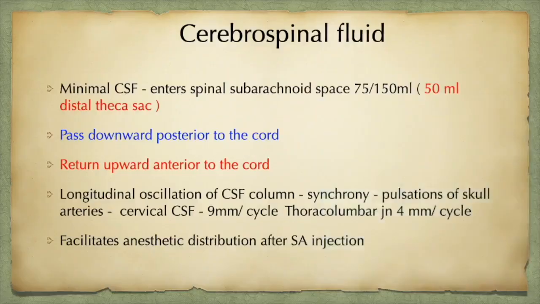There are continuous oscillations of the CSF, more so in the cervical region and less in the lumbar region. These oscillations are due to the transmitted pulsations of the skull arteries. This facilitates anesthetic drug distribution when injected into the subarachnoid space, and facilitates easy deposition and distribution of the drug either way.